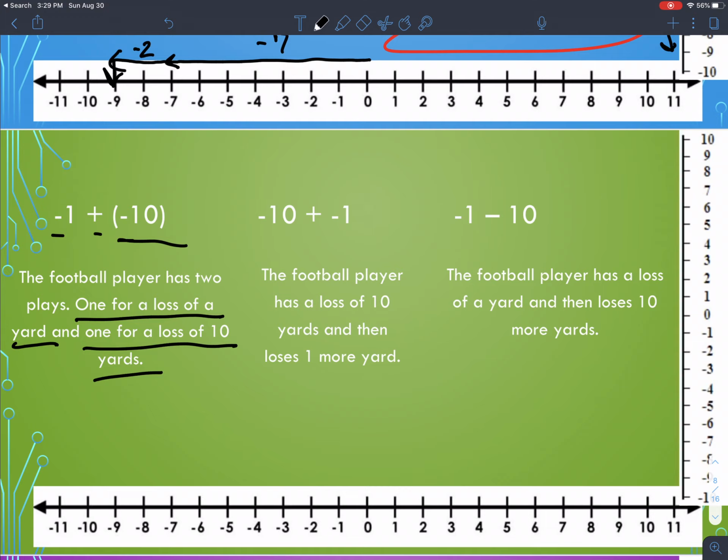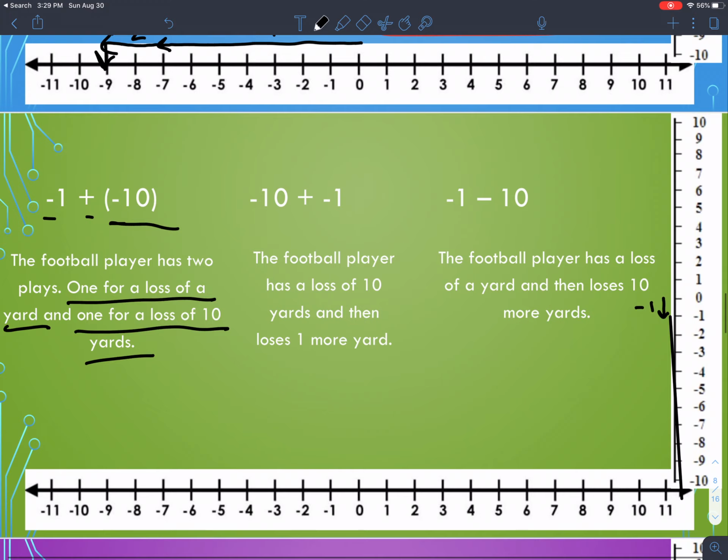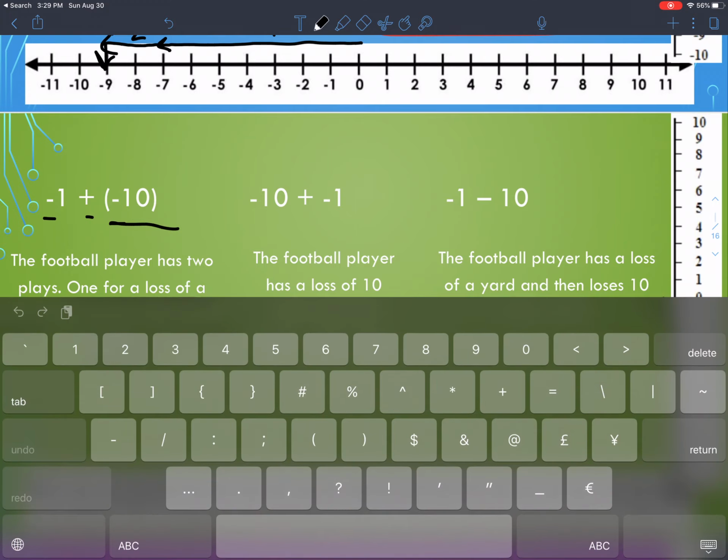We could write that on our vertical number line as 0. That's our loss of 1 yard. And then we need to go down 10 more. So we need to go 1, 2, 3, 4, 5, 6, 7, 8, 9, and shoot, we are out of space. This here is a negative 10. We're going to have to go down 1 below that. We know below negative 10 is negative 11.